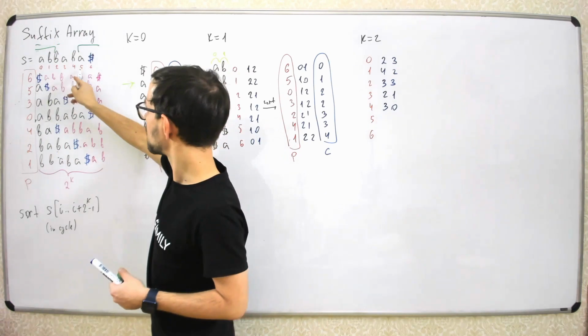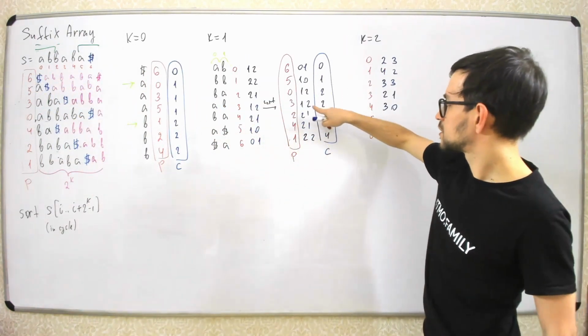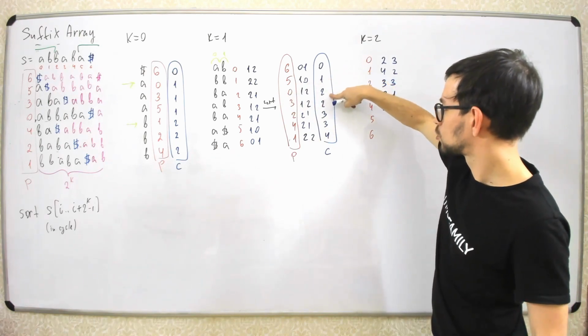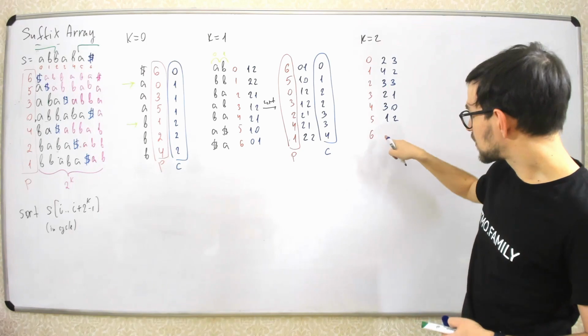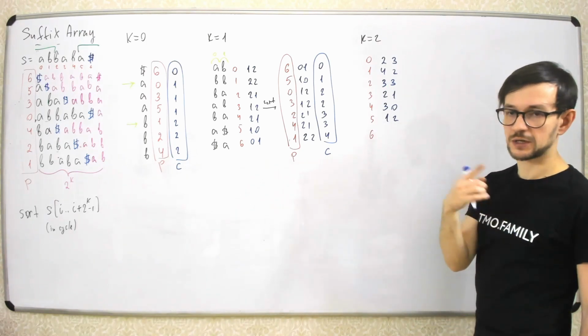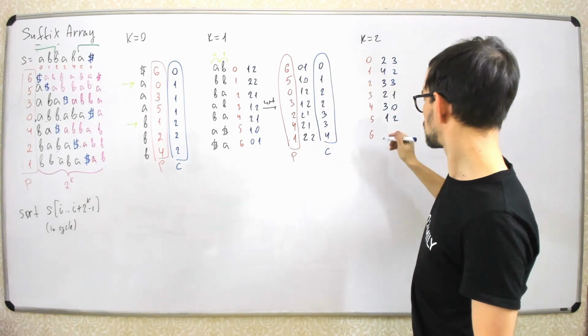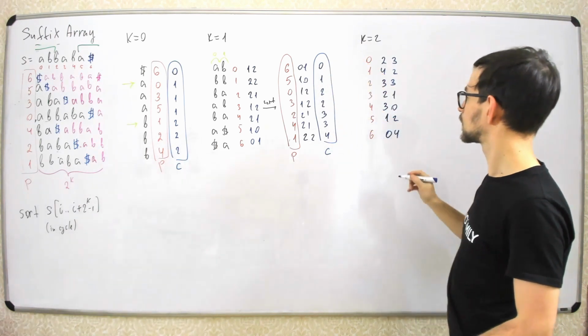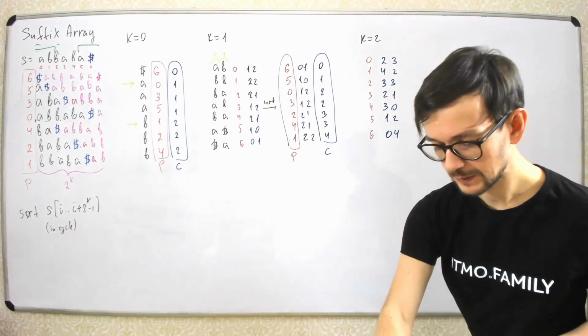So the indices will be 5 and 0, right? So we take string 5, 1 and 0, 2, so it will be 1, 2. And finally here for 6, it will be 6 and 1. So 6 is 0 and 4. That's all. And now we sort this array of pairs.